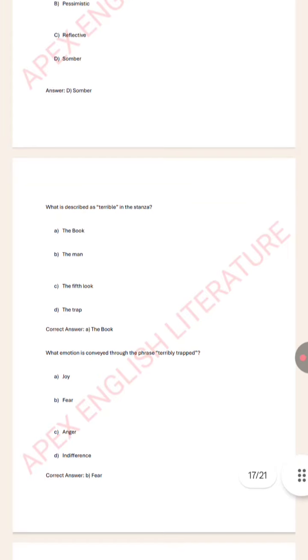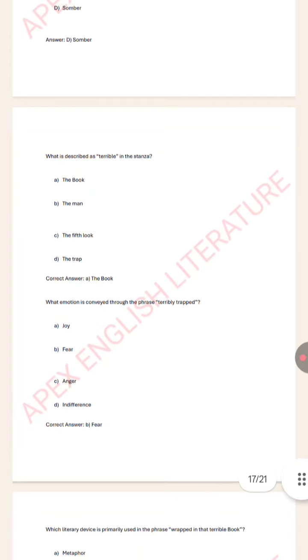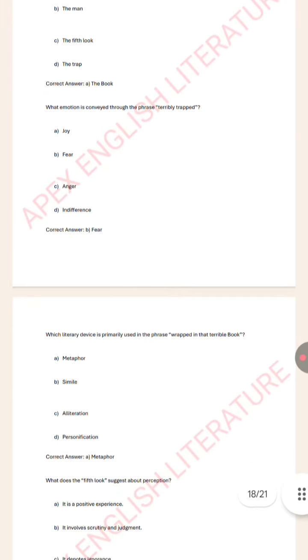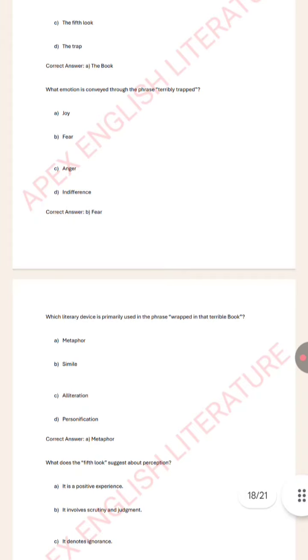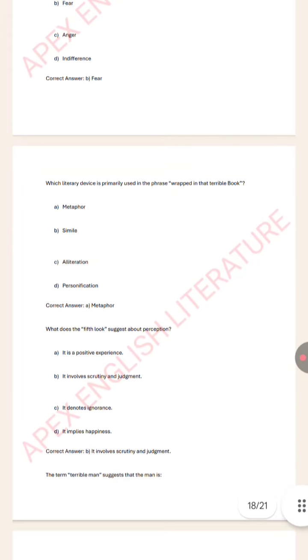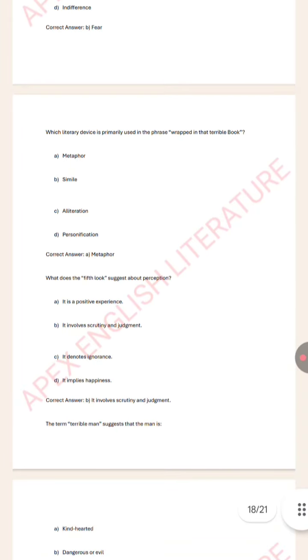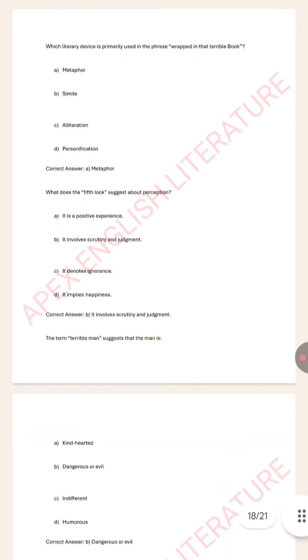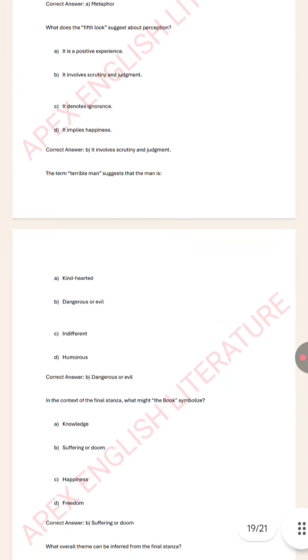What emotion is conveyed in the phrase terribly trapped? Fear. Which literary device is primarily used in the phrase wrapped in the terrible book? Metaphor. What does the fifth look suggest about perception? It involves scrutiny and judgment. The term terrible man suggests that the man is dangerous or evil.